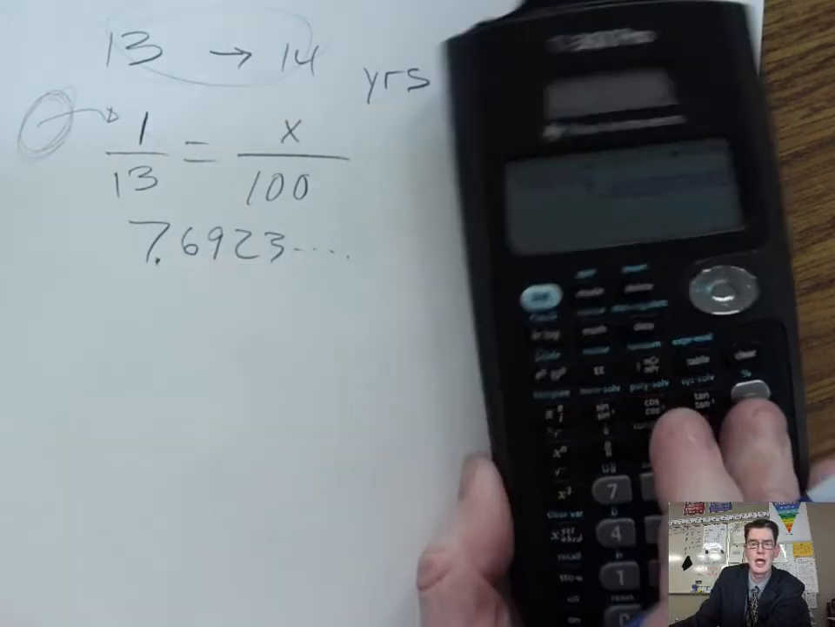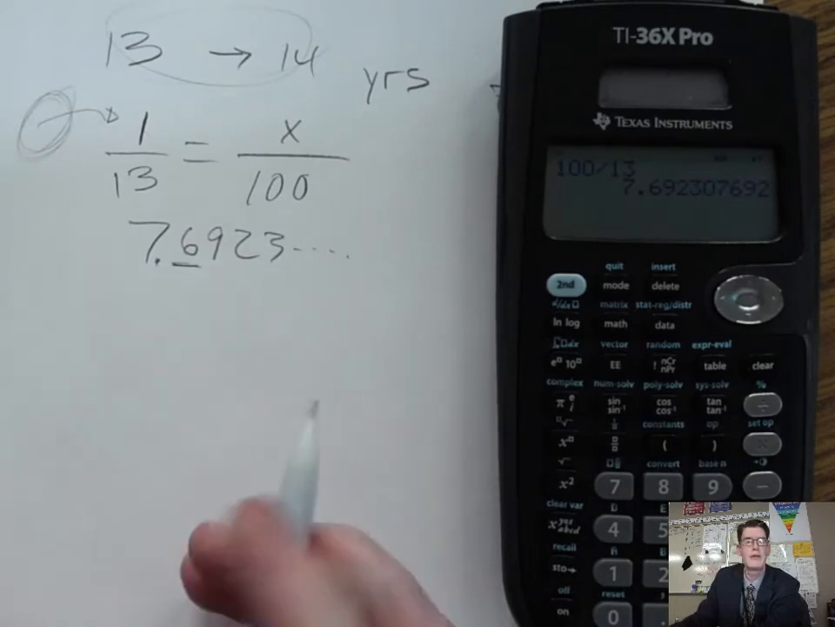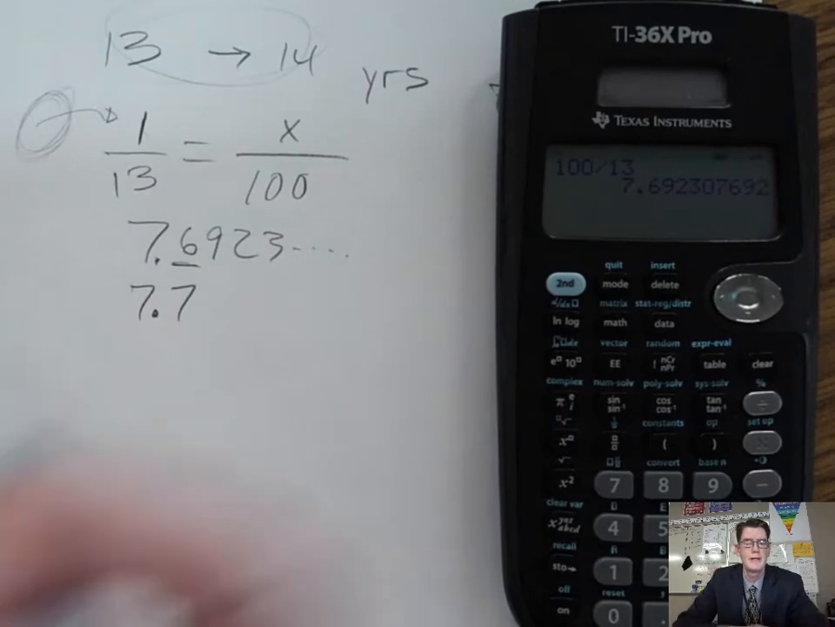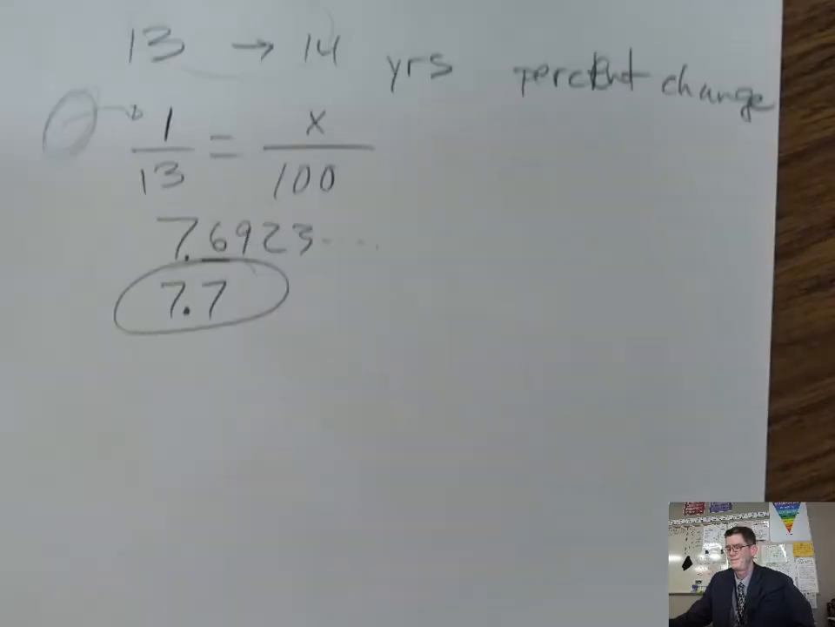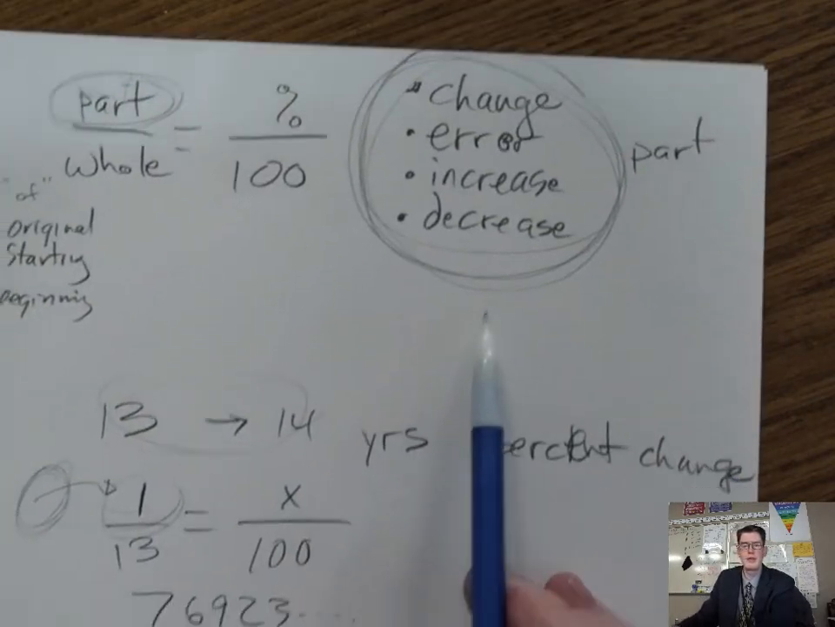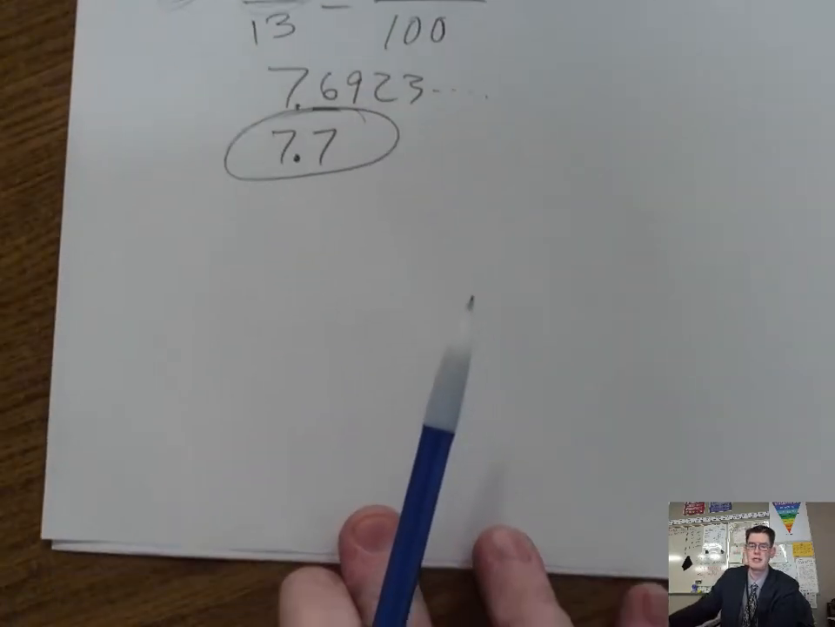7.6923, it goes on. But the book will tell you, round to the nearest tenth or round to the nearest whole number. So this one would be 7.7%. In 1 year, the percent change that you'll experience is 7.7%. It's a matter of putting the number on top here, putting the amount that changes, or is error, or is increase, or is decrease.